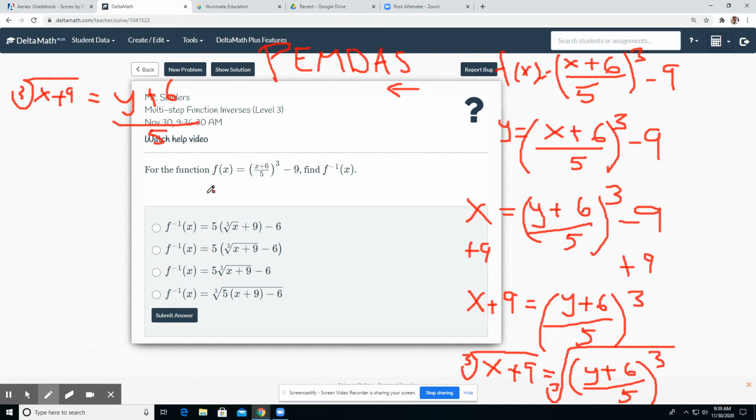Okay, so in this case, you might be tempted to do the addition and subtraction, but notice this plus 6 is trapped by that divide by 5. So you can't just go and subtract 6 because of that. You would need a common denominator and all that stuff. So we get rid of that divide by 5 first. So the opposite of divide by 5 is to multiply by 5.